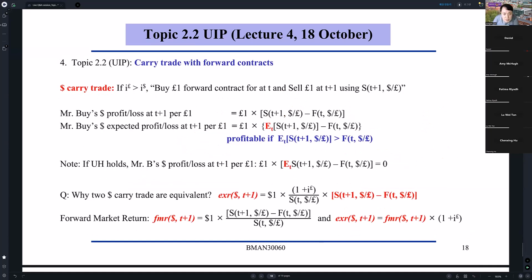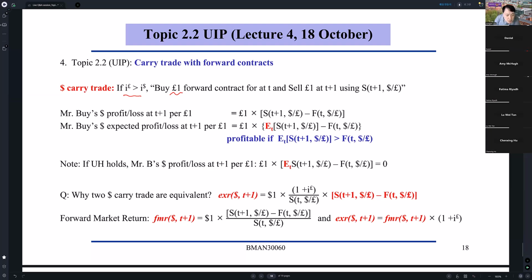What is the second form? We can do the same carry trade with a forward contract. So when the pound interest rate is bigger than the dollar interest rate, you can do the following things. You can buy the high interest rate currency forward, in this case, pound forward at T, and then you will sell £1 at T+1 using the future unknown exchange rate.